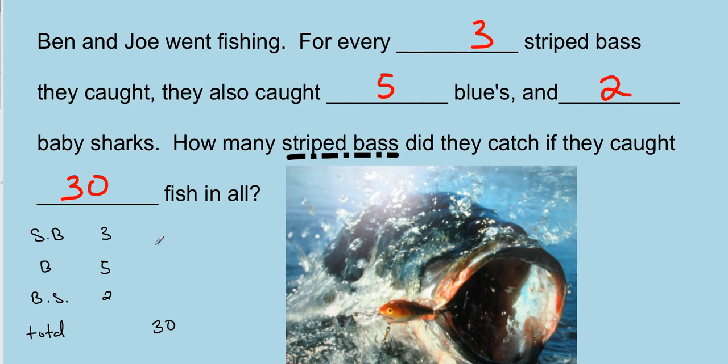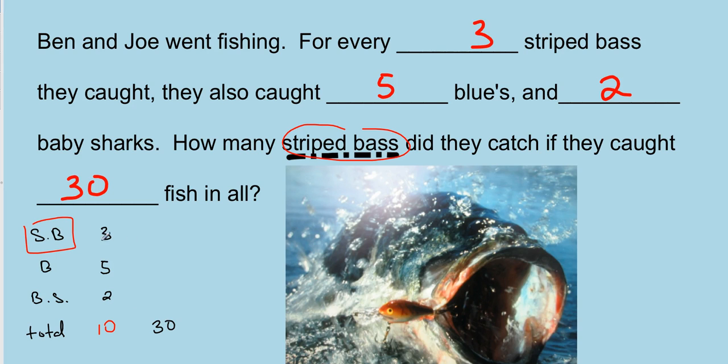Well, if my ratio is 3 striped bass, 5 bluefish, and 2 baby sharks, how many fish would you have caught then? 10 fish. Yeah, so we got 10. So 3 plus 5 is 8, plus 2 is 10. So if they caught 10 fish, 3 of them would be striped bass, 5 would be blues, and 2 would be baby sharks. But in this case, they caught 30. So we want to know how many striped bass they caught. So this is the one I'm interested in the most. So I need to know, well, what's the proportion here?